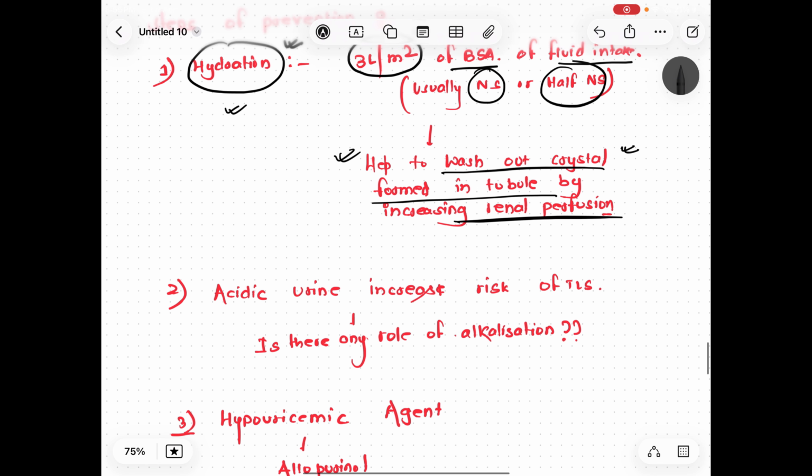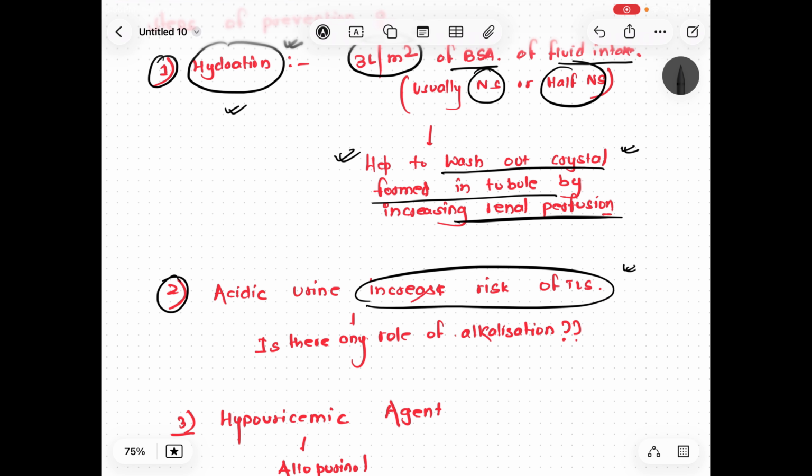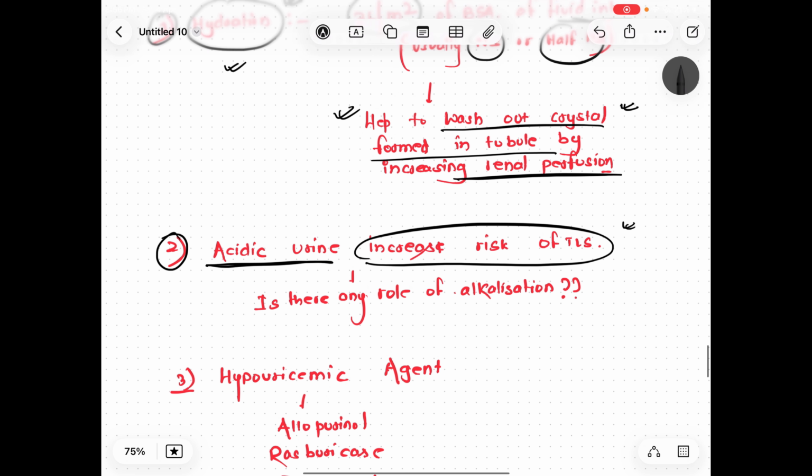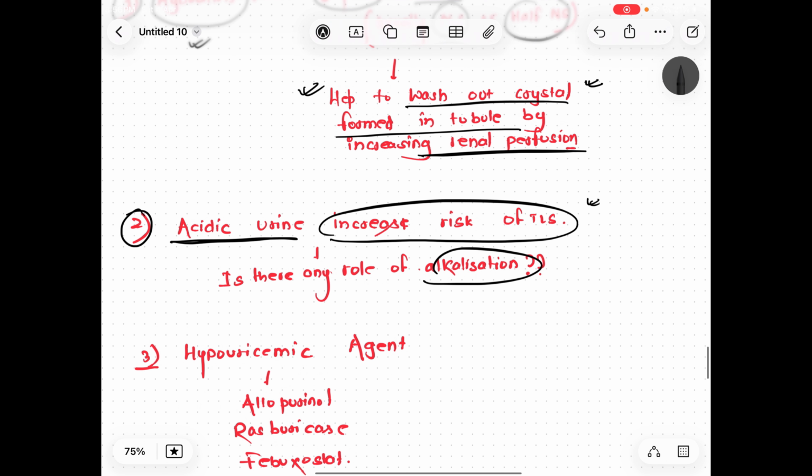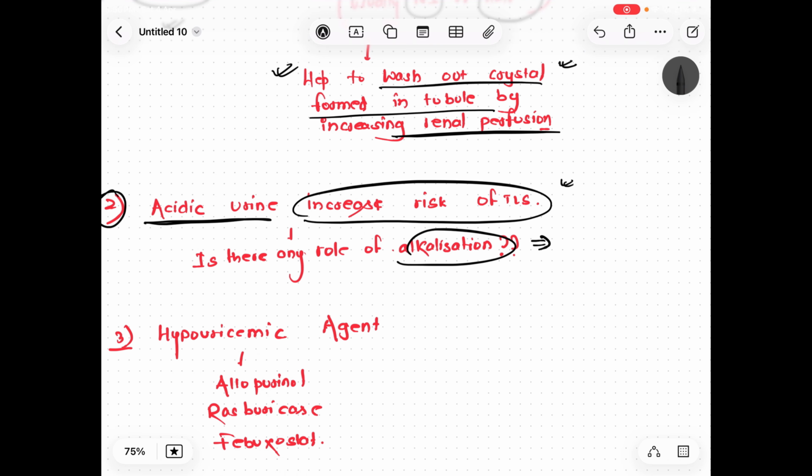Second, acidic urine increases the risk of tumor lysis syndrome. So, is there any role of alkalization of the urine? There is no role of routine alkalization of the urine here. It can promote calcium phosphate deposition. If you alkalize the urine, it will promote calcium phosphate deposition in the heart and the kidney.